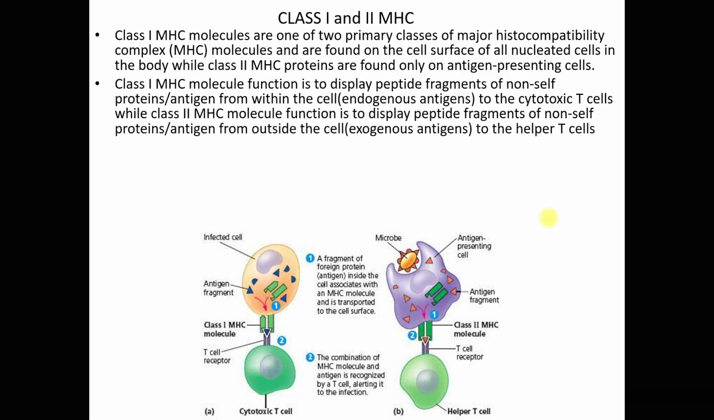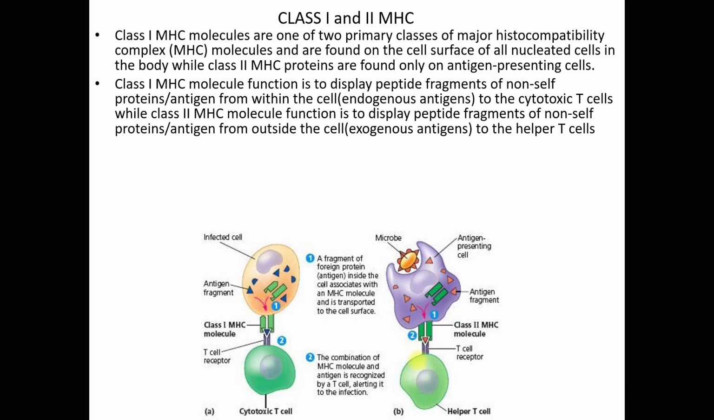Now, the class 1 MHC molecule function, as you can see in this diagram here, is to display these antigen fragments or peptide fragments of non-self proteins, or antigen from within the cell, to the cytotoxic T cells. Now, the class 2 MHC molecule function is to display the peptide fragments of non-self proteins or antigen from the outside of the cell to the helper T cell. Can you see how different they are?